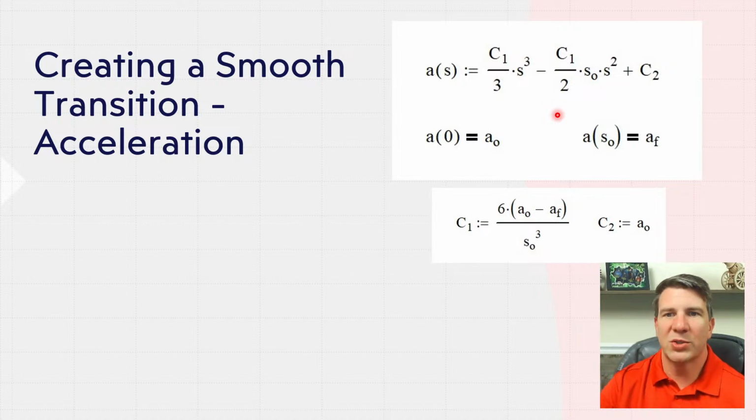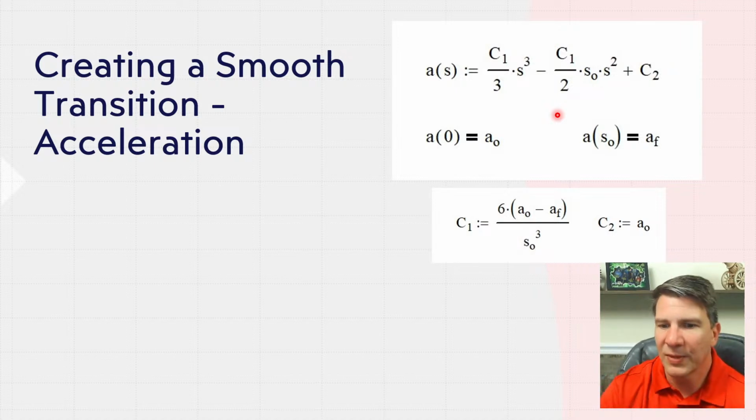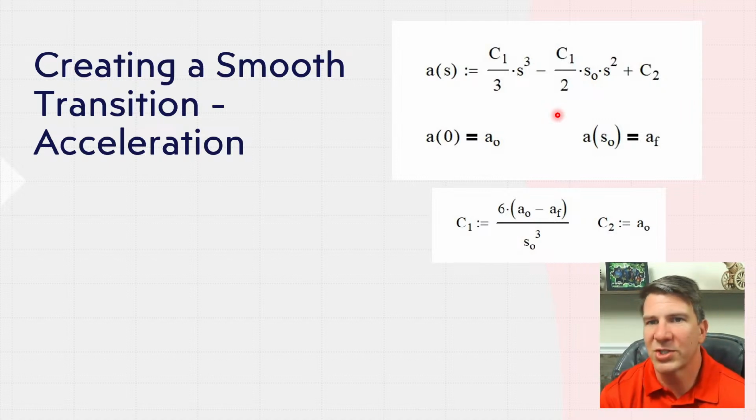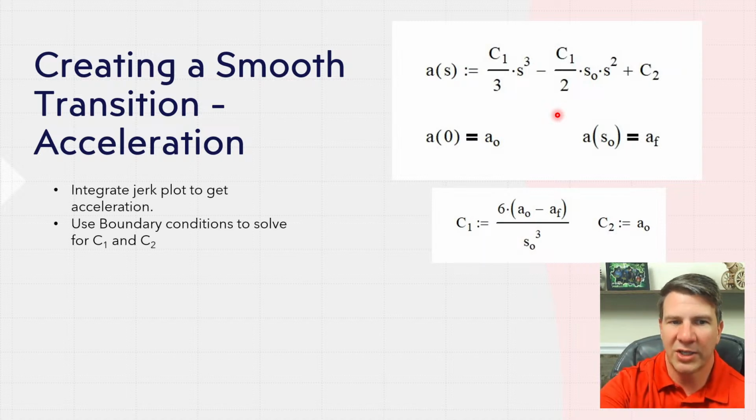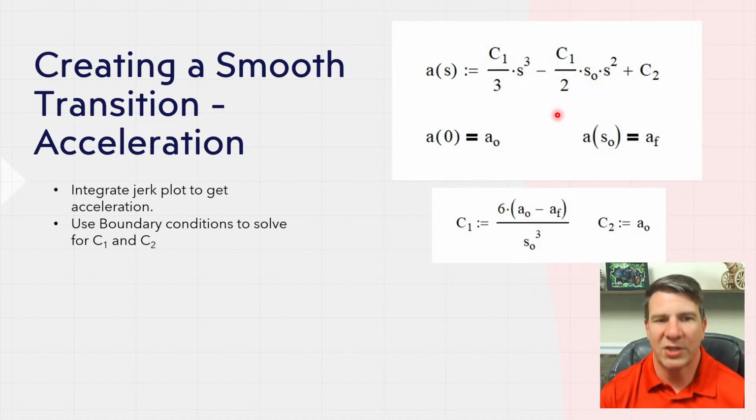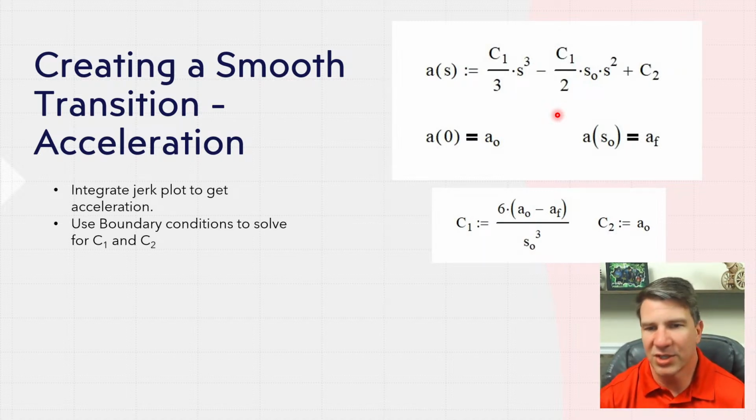We're then going to integrate this to get our acceleration. So here, you can see our acceleration. We have our C1 term, and our two terms there, and then we have our C2 term, which is caused because this is what we call an indefinite integral. Now what we have to do is use boundary conditions to solve for C1 and C2.